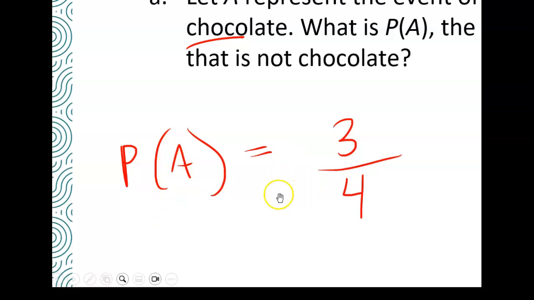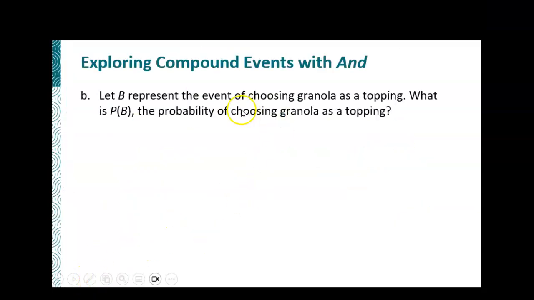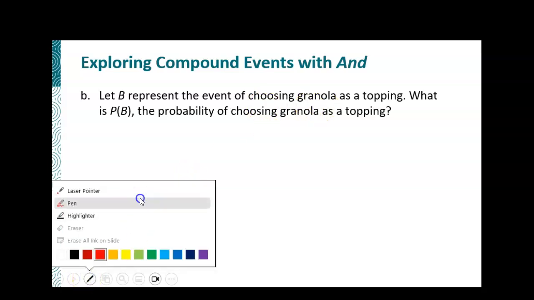That's an A, sorry. So what does this represent? Me not choosing chocolate. Very good? Okay, let's do the second event, Event B: choosing granola as my topping.